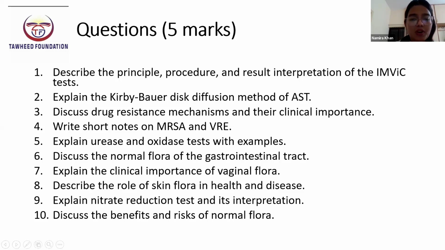Sixth, discuss the normal flora of the gastrointestinal tract. Seventh, explain the clinical importance of vaginal flora. Eighth, describe the role of skin flora in health and diseases. Ninth, explain nitrate reduction test and its interpretation. And last, tenth, discuss the benefits and risks of normal human flora.